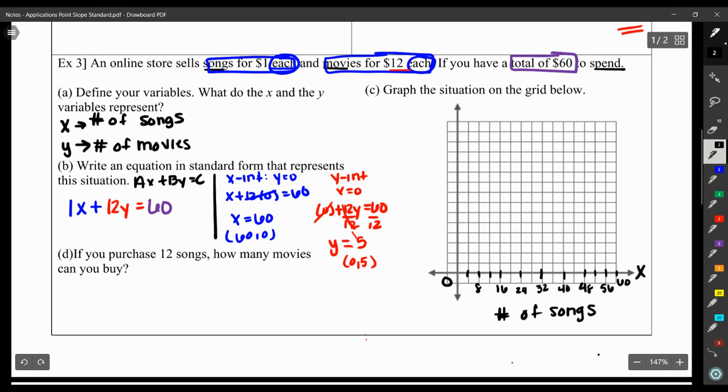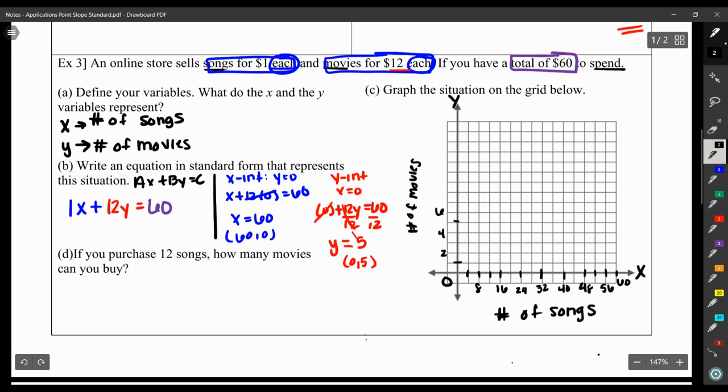This is the x. So for the y-axis, let's see. I only have to get up to 5. That's it. My y-intercept is a 5. So the highest I need to go is simply 5. So let's mark this by ones. This will be 1, 2, 3, 4, 5, 6. There's my 5 right here. Again, I'm going to label this. This is number of movies.